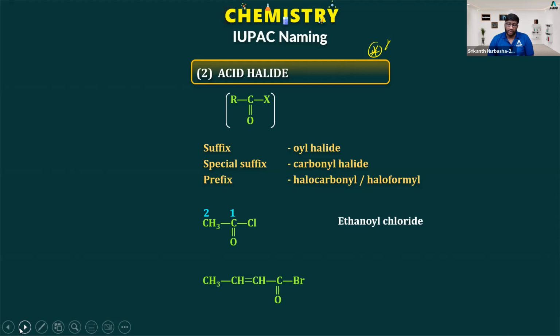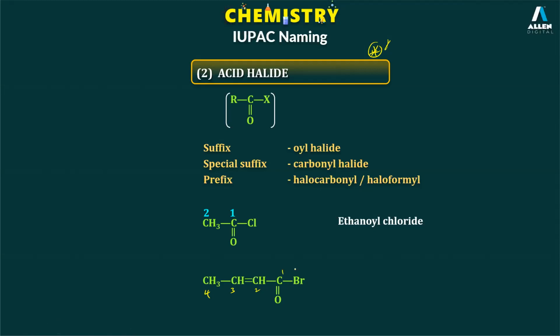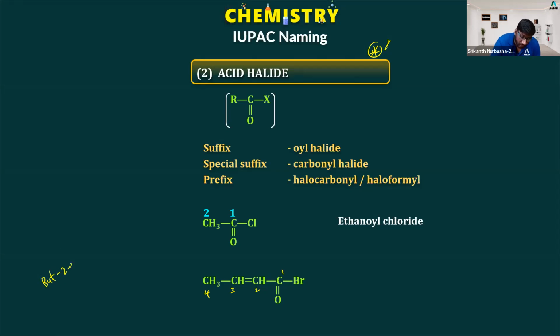Try to name this, all of you. 1, 2, 3, 4. C double bond system is also there. Try to give the name of this compound. Like 1, 2, 3, 4. This is the numbering. But 2-ene, but 4 carbons. On the second carbon, you have a double bond, so 2-ene.